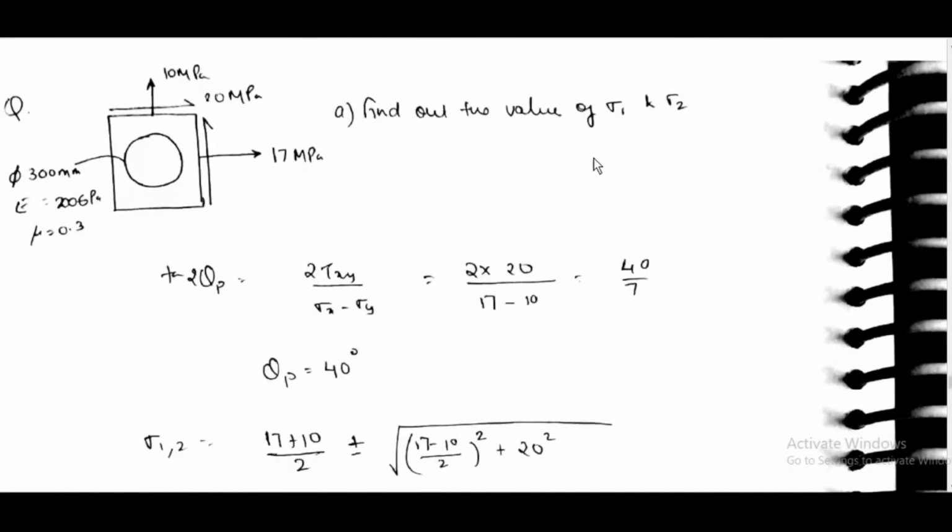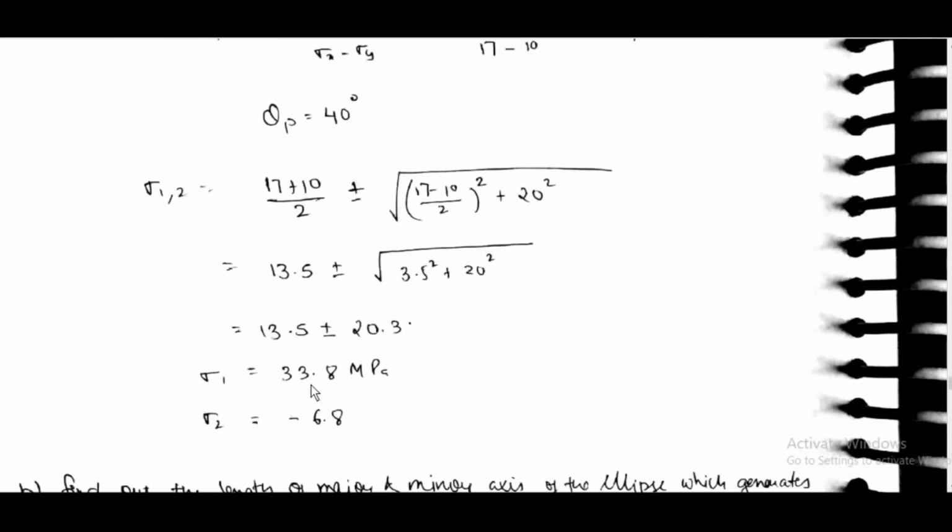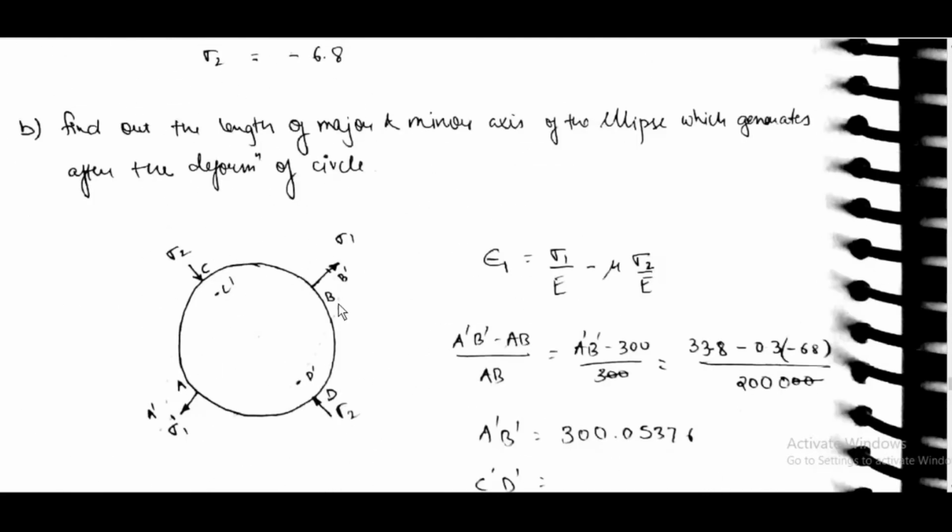Find out the value of sigma 1 and sigma 2. Tan 2 theta p is equal to 2 tau xy by sigma x minus sigma y. Theta p is equal to 40 degrees. Sigma 1 you can get generally.